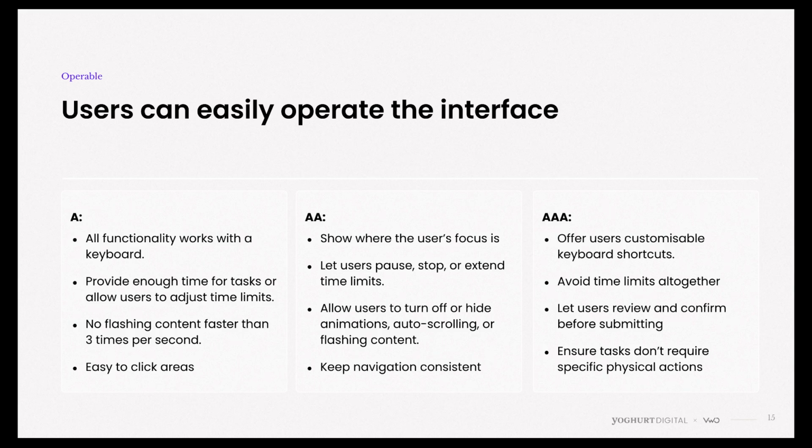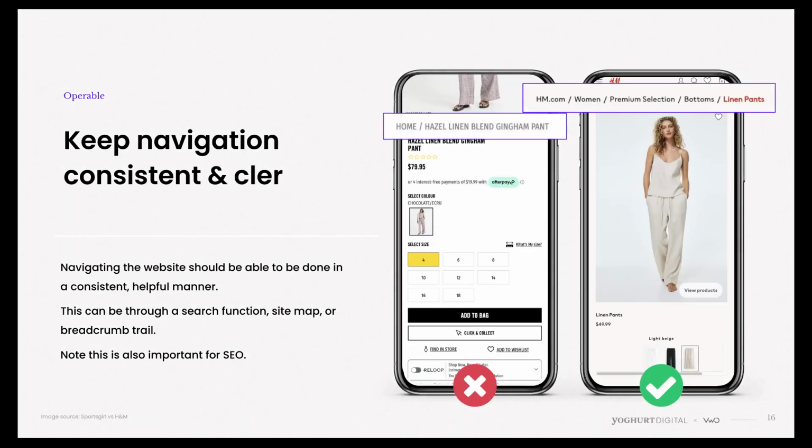So at its core, operability is really about making digital experiences more in control for that user, for everyone as well. So when it comes to navigation, just make sure it's consistent across all pages and genuinely helpful for users as well. So one often overlooked element is breadcrumbs.